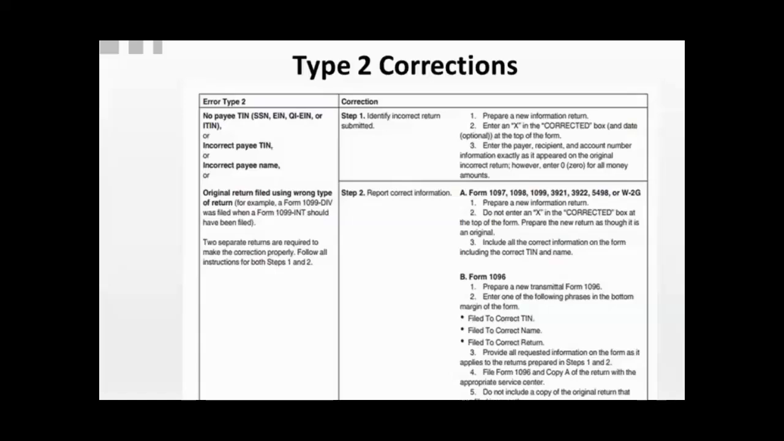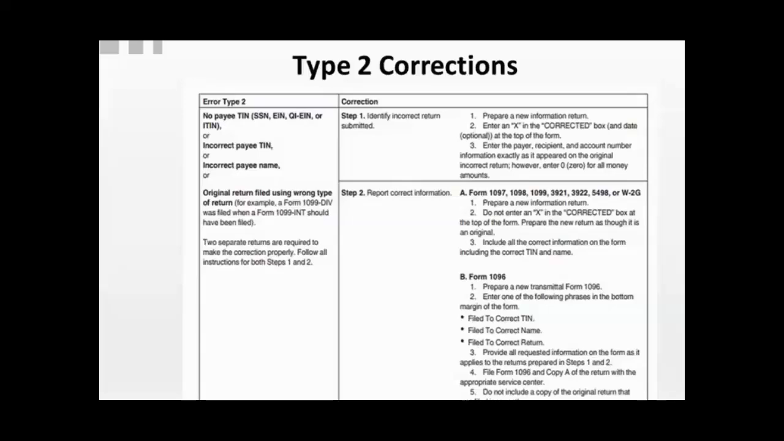Okay, and you check the corrected box up there. Okay, with the type 2 errors, you've got to have two, because you've got one that has incorrect identification information on it, and you need to cancel that one. And then you need to issue another one that has the correct identification information on it, as well as the correct reporting information.